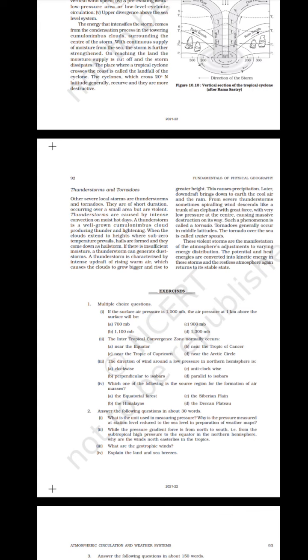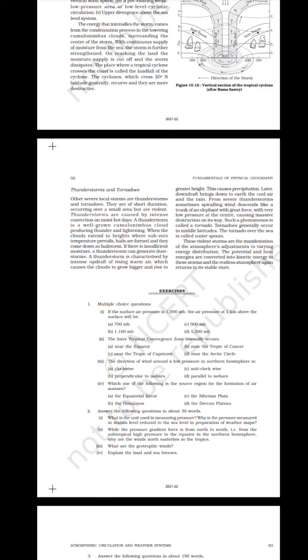These violent storms are the manifestation of the atmosphere's adjustment to varying energy distribution. The potential and heat energies are converted into kinetic energy in these storms and the restless atmosphere again returns to its stable state.